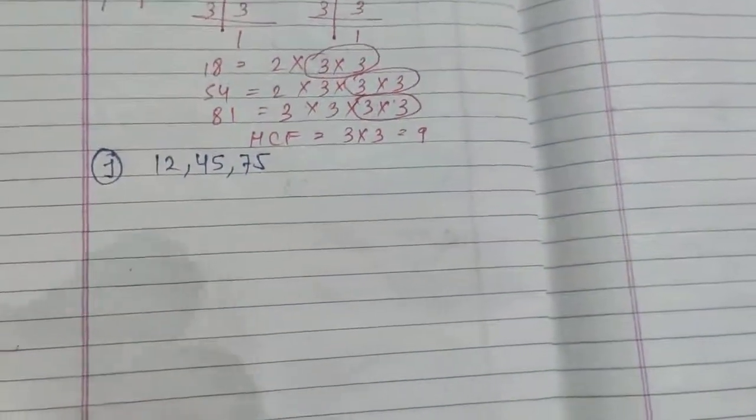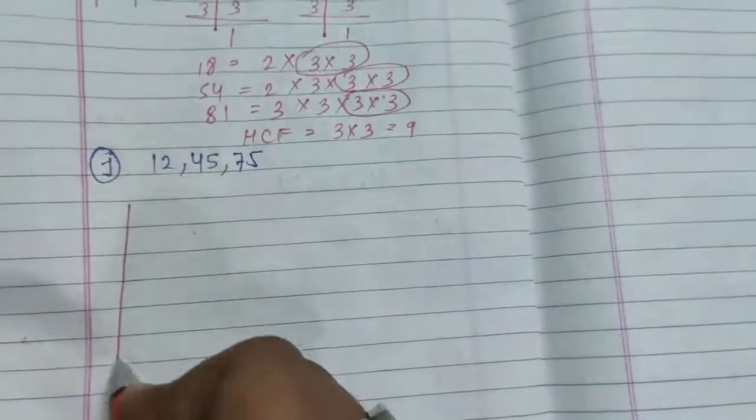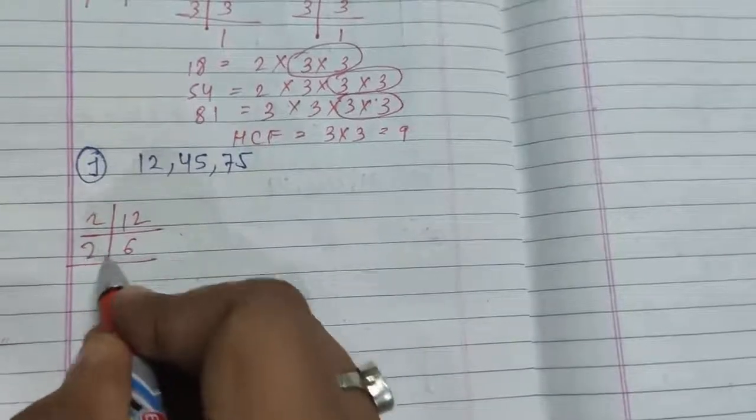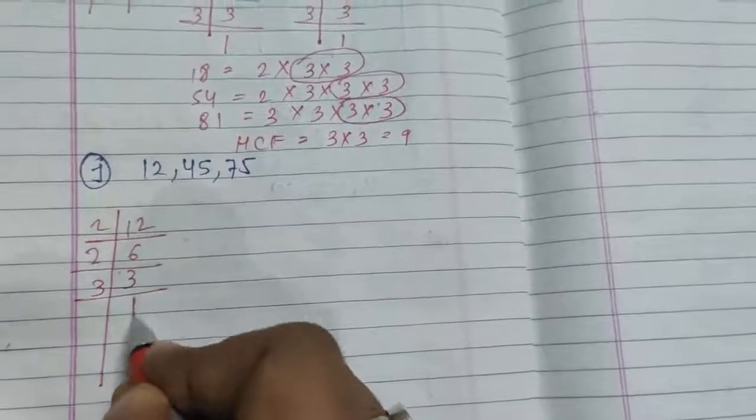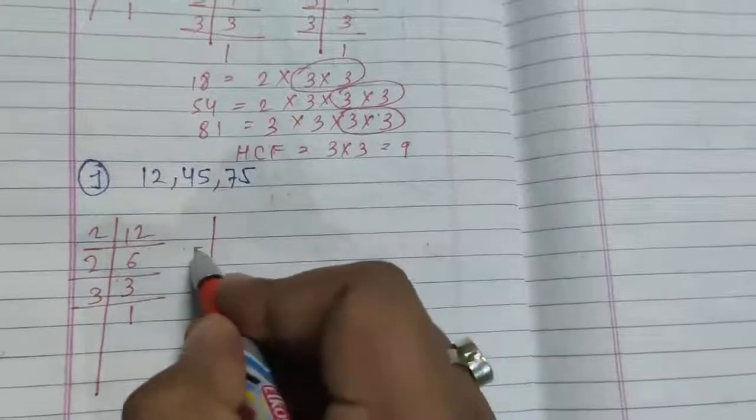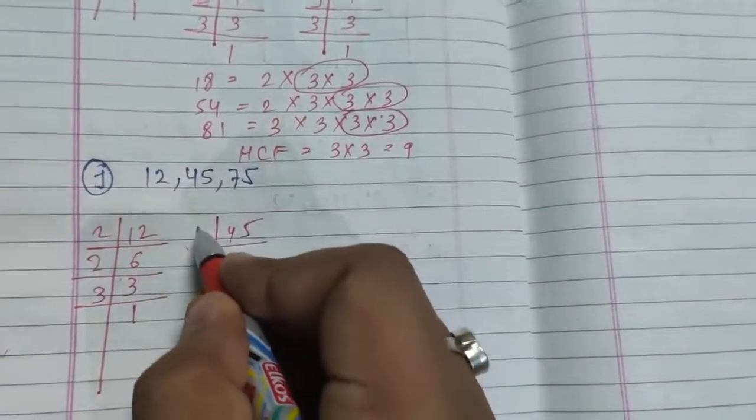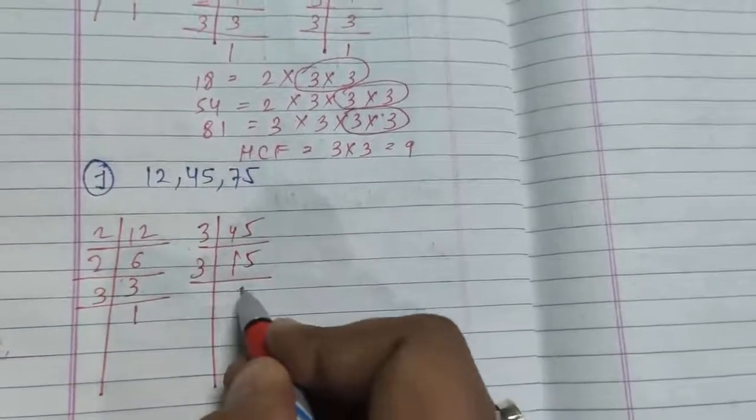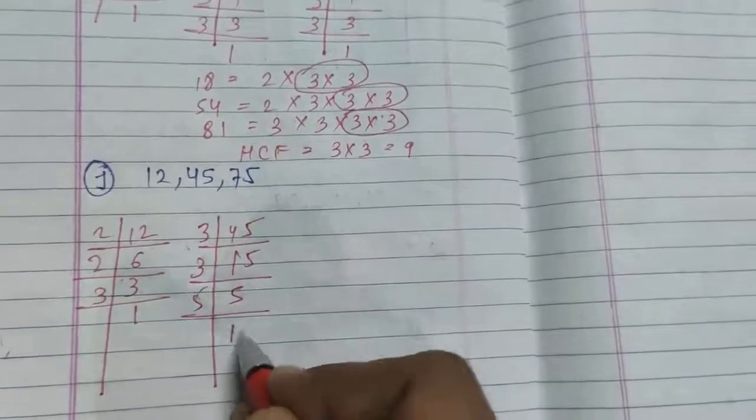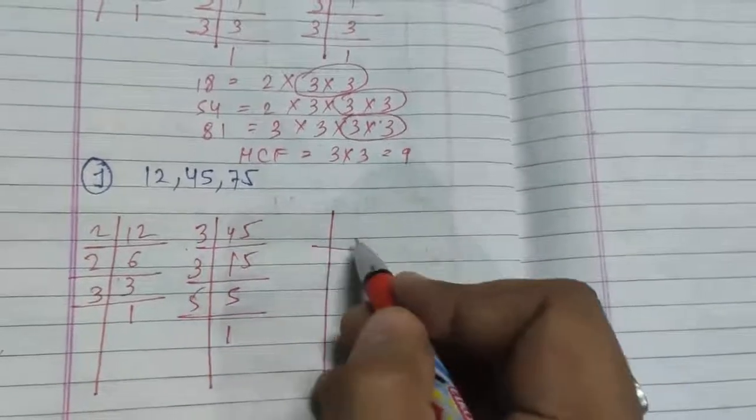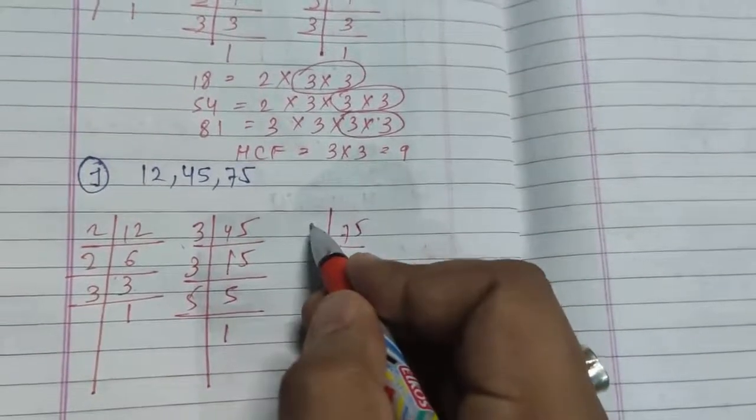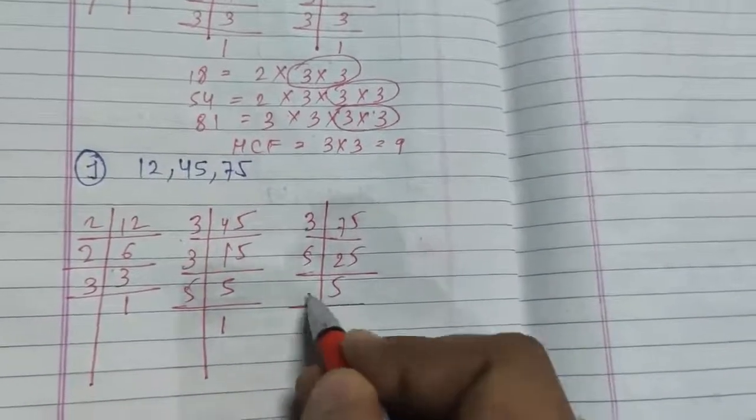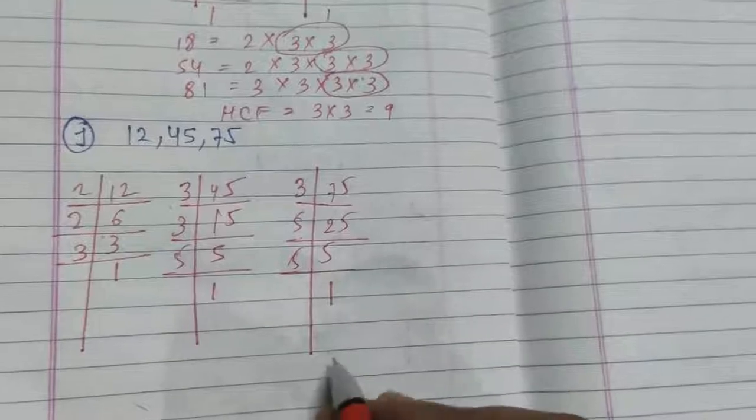Now the last question of the first part. First of all we have to do 12, so 2 sixes are 12, and again by 2, then we get 3, and 3 ones are 3. Then 45 by 3 we have to do, it is 15, again by 3 we will get 5, and again by 5 we get 1. Then 75 we will divide by 3, then we get 25, then by 5 we get 5, and by 5 we get 1.